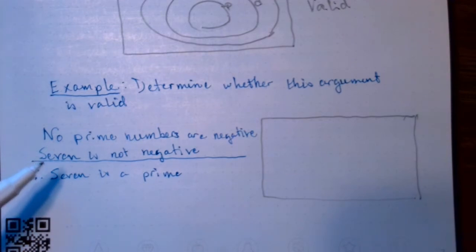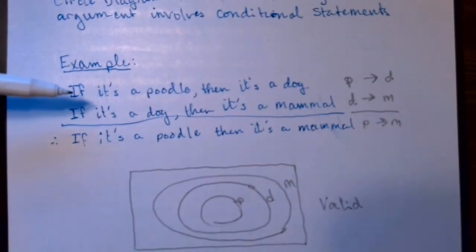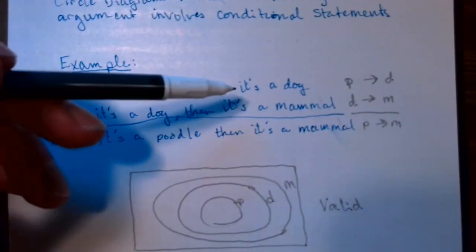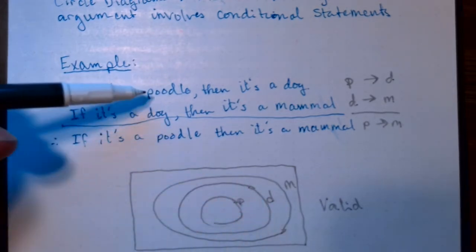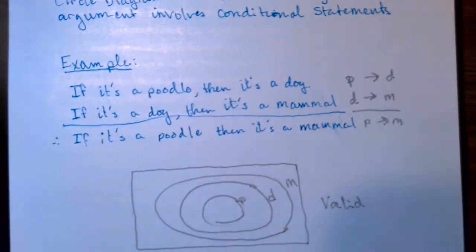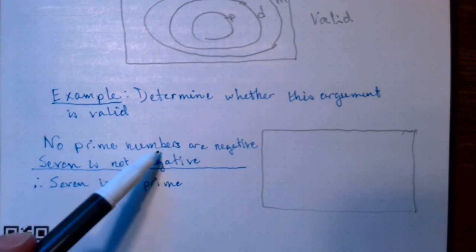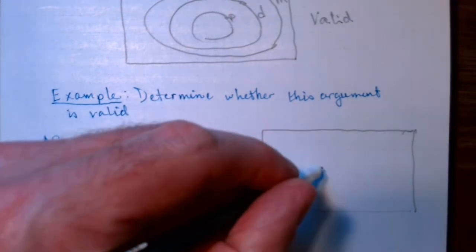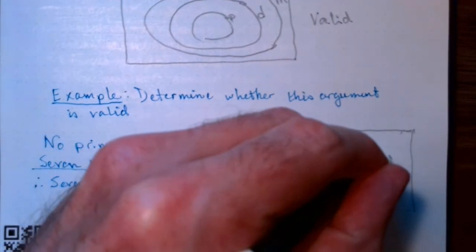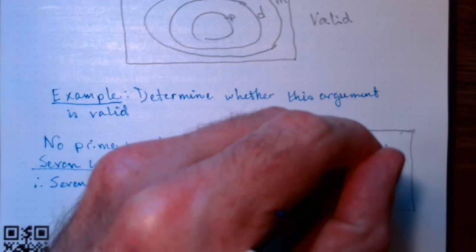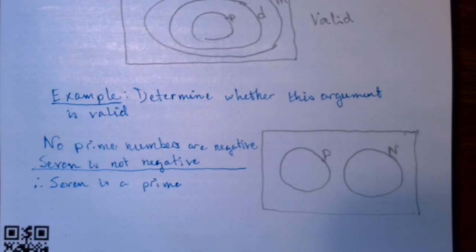Now this is a little bit different than what we had before. This says no prime numbers are negative. Now up here it was basically saying every poodle is a dog. So there was a containment between the set of poodles and the set of dogs. This set is contained inside this one. But of course this is a little different right here. No prime numbers are negative. So that means that we have the set of prime numbers over here and the set of negative numbers over here. Okay, those two sets are apart from each other.